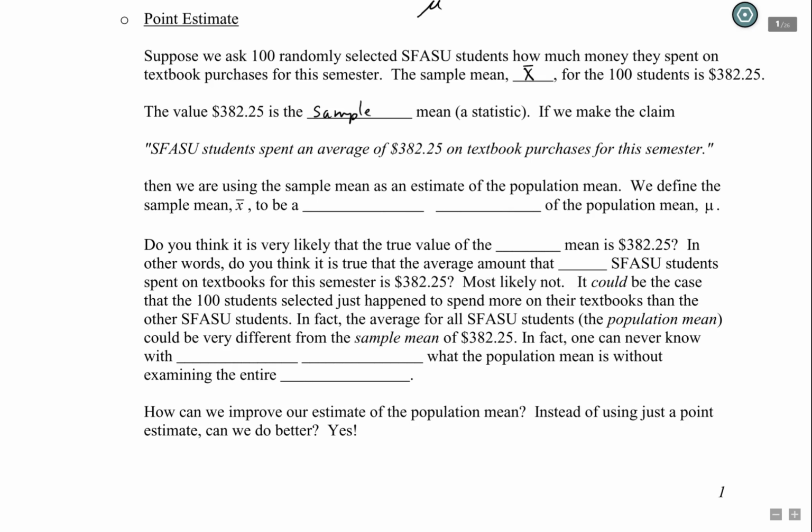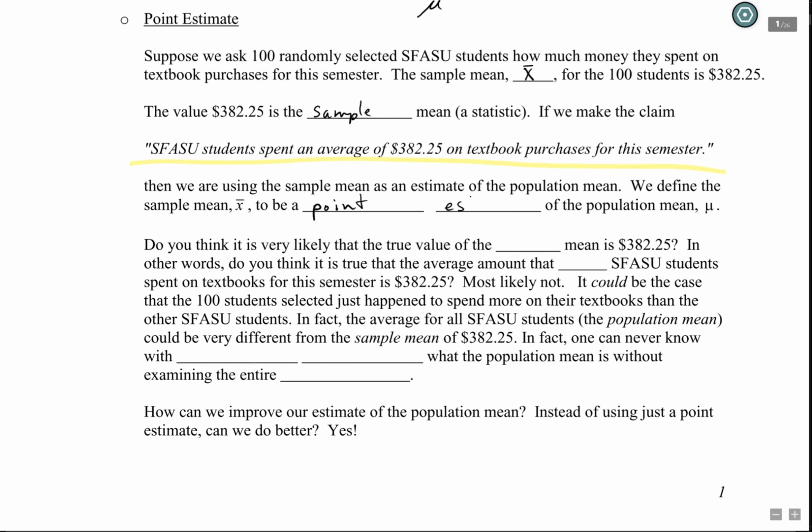But if we make a claim like this, that SFA students spend on average $382.25 on textbook purchases for the semester, maybe you see that on a flyer, this sort of thing, then we are using the sample mean as an estimate, a point estimate for the population mean. Yes, we're using the sample mean as a point estimate for the population mean mu.